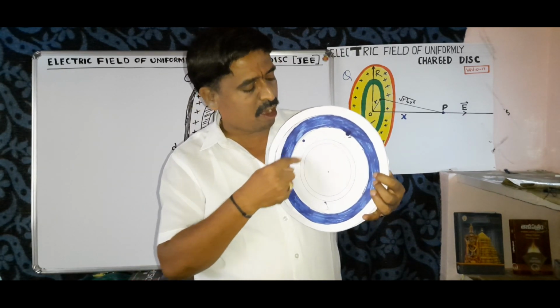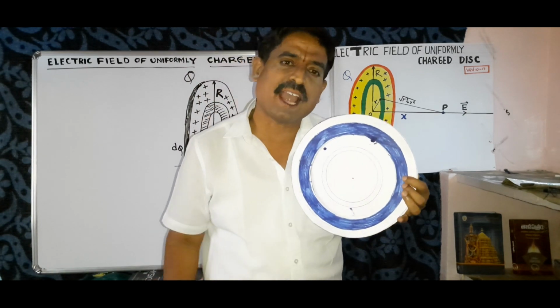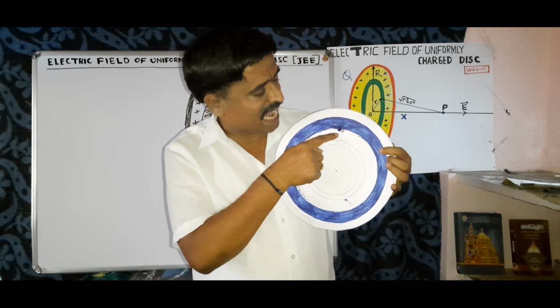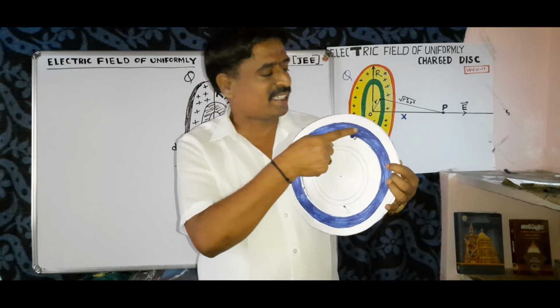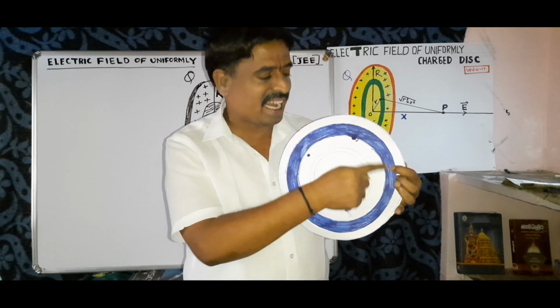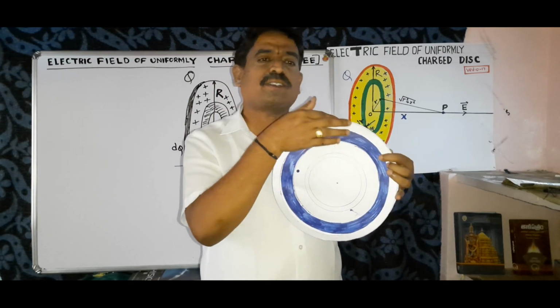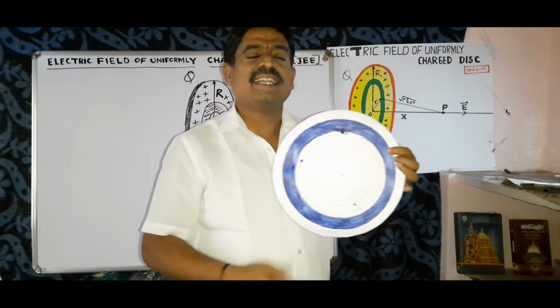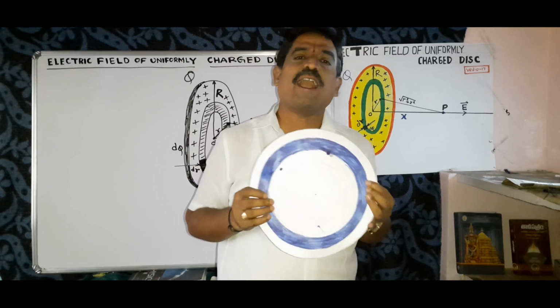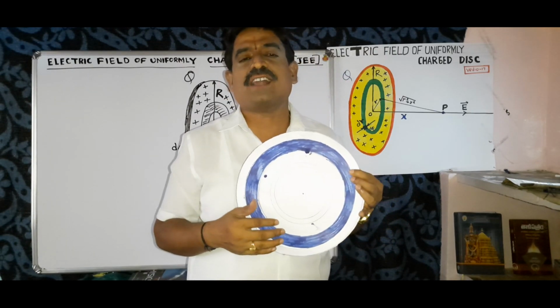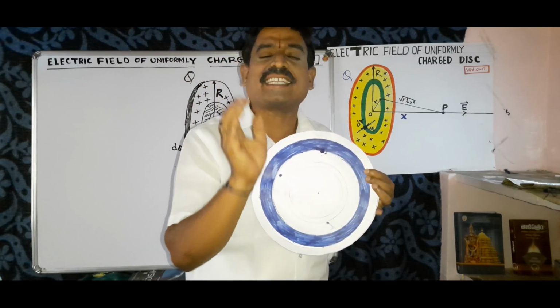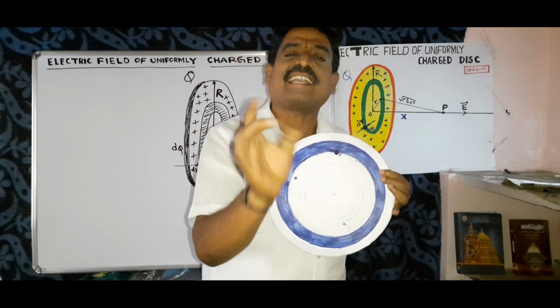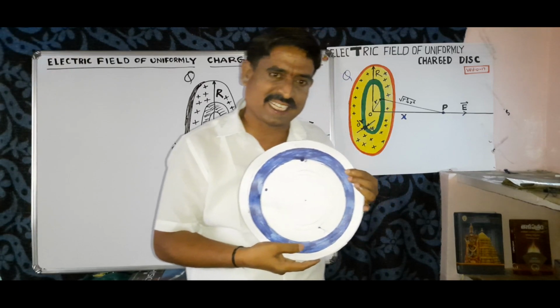It is one smaller ring which contains a small amount of charge. It is another ring which contains a small amount of charge. Similarly, this total disk is a combination of smaller rings with a concentric center. We call them concentric rings. The center is the same for all the rings.